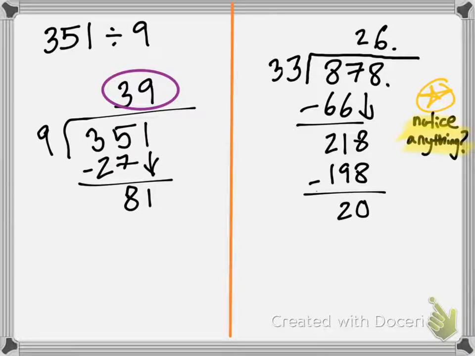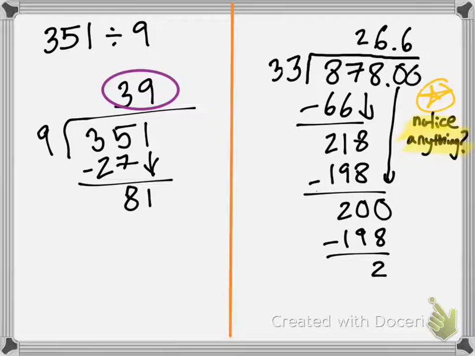I have to put a decimal there, you guys, because we finished. Remember, we've done that before. Now we try to figure out how many times it goes into 200. And we find out that, again, it goes in 6 times. That's 198. I subtract, and I get 2. I bring down my 0. It goes into 20 0 times. I bring down another 0. Hey, wait. Do you guys notice anything? Jackson, what do you notice?